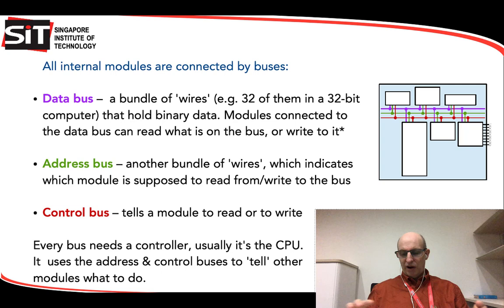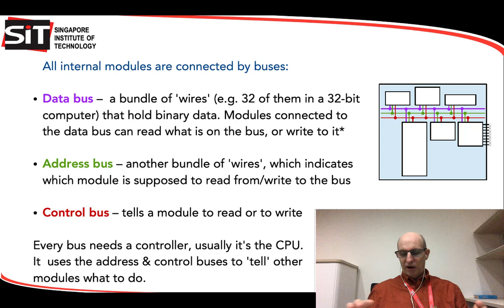The control bus is the set of signals that tells the modules what to do and when to do it. Every bus needs a controller, and the controller is the thing that controls the control bus. Usually the CPU is the controller, but we'll see some examples later when the CPU relinquishes control for other modules to handle the bus directly. The controller uses the control bus to tell other modules, look at this data, it's for you, or give me some data, or hold off, don't do anything.